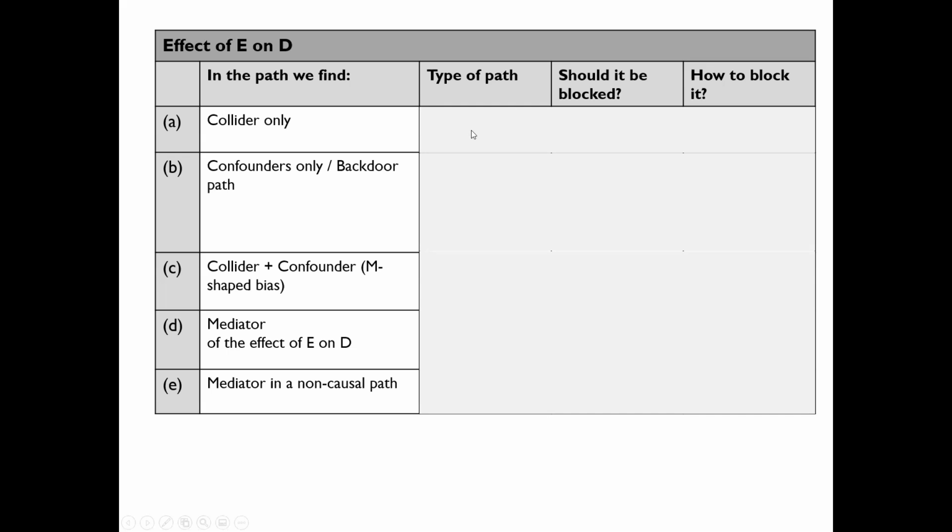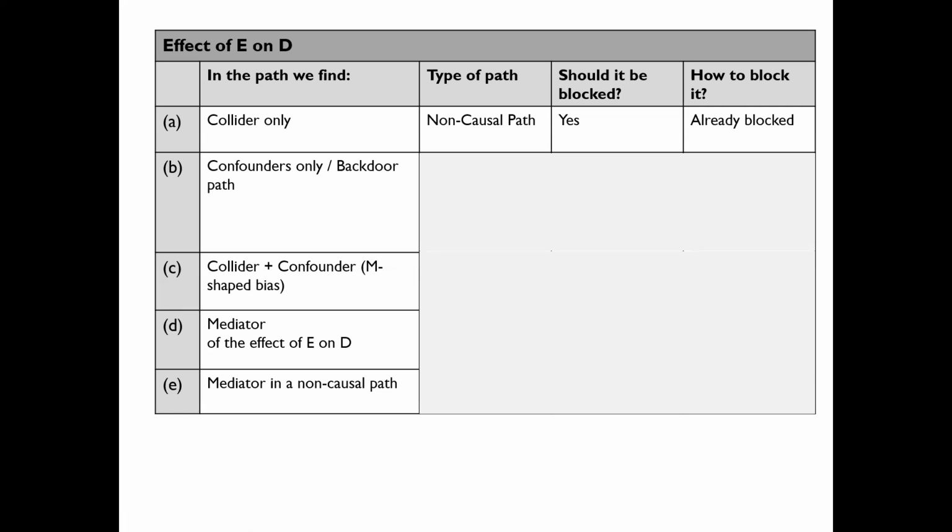Non-causal, perfect. So should it be blocked because it's non-causal? No, it's automatically blocked, right? Collider, yes, perfect. It should be blocked, but how to block it? It is automatically blocked. So we all agree that if you have a path with just a collider, it's a non-causal path that should be blocked. And how to block it? It's already blocked because it's a collider, unless, of course, we condition or adjust for a collider.